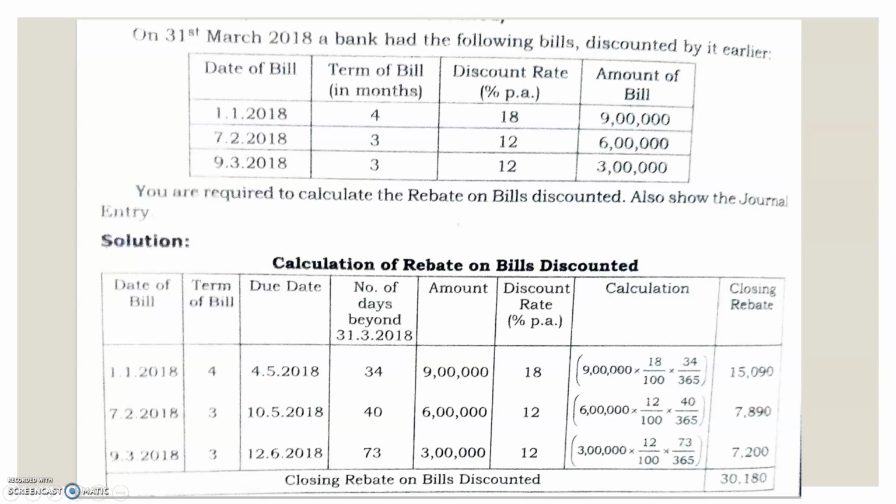So how will you calculate? If you want to calculate the total interest for the bill or total discount for the bill, you will calculate it as 9 lakhs into 18 by 100, which is the rate, into 4 by 12. You can easily calculate, but that is the total interest, no? But here you are required to calculate the rebate on bills discounted. Okay, so let us see how to calculate the rebate on bills discounted. You don't have to worry about the total discount, but only the interest component pertaining to the next accounting period is taken here. So that is why they have asked to calculate the rebate on bills discounted.